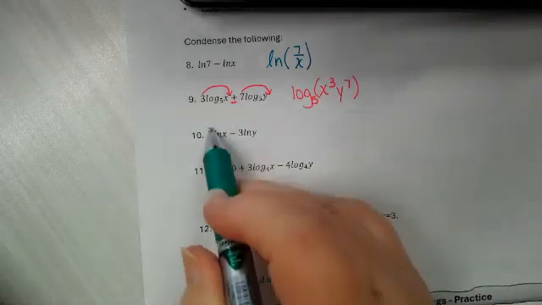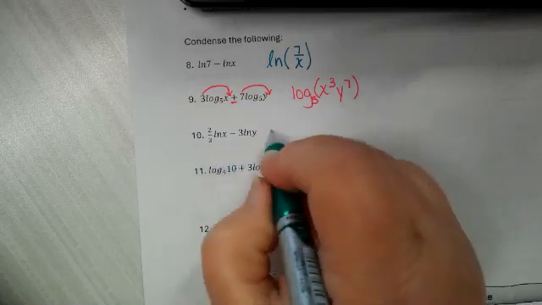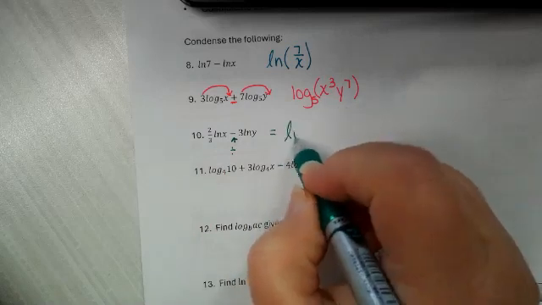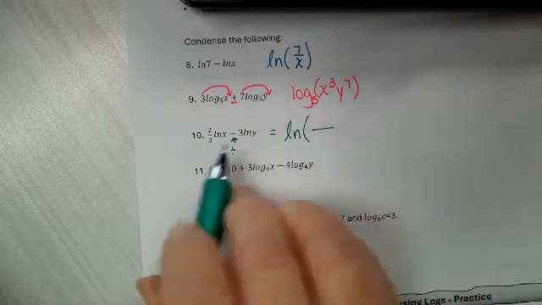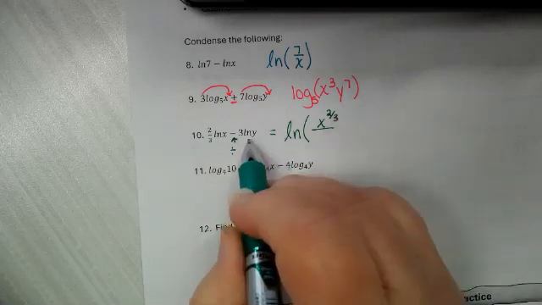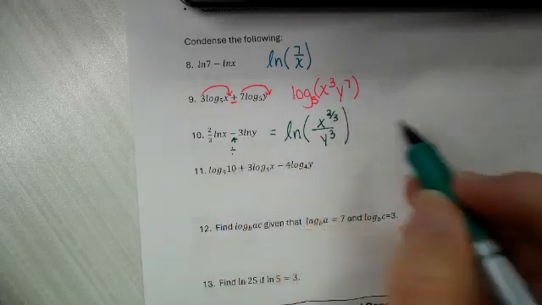All right, let's take a look at the next one. 2/3 natural log x minus 3 natural log y. So subtraction is going to become division. Natural log. On my numerator, I have x to the 2/3. And on my denominator, I'm going to have y to the 3rd power.